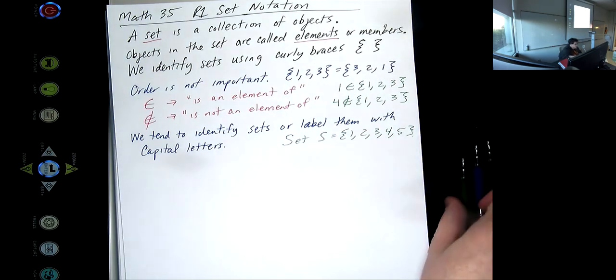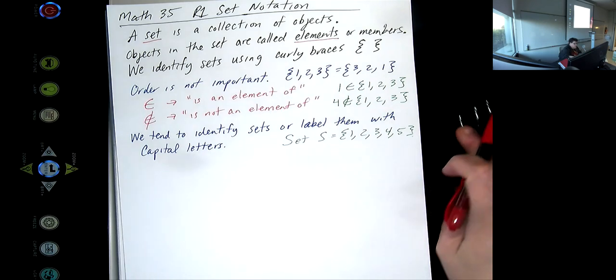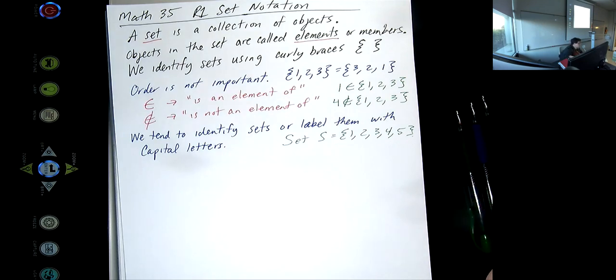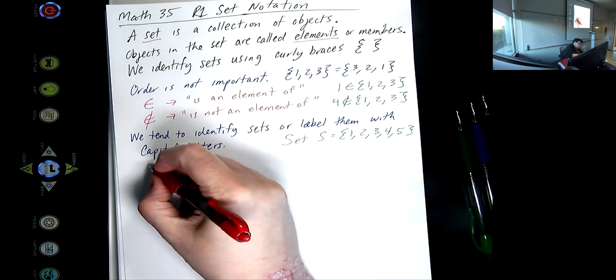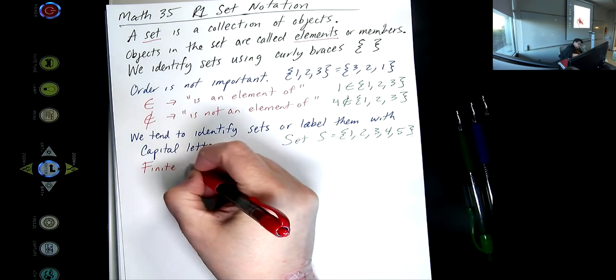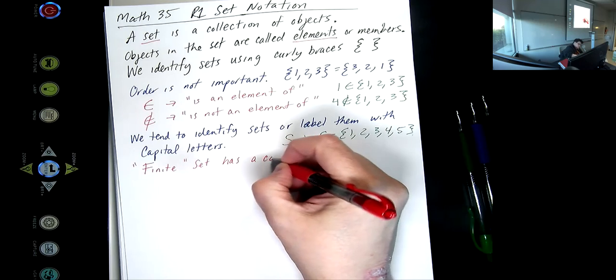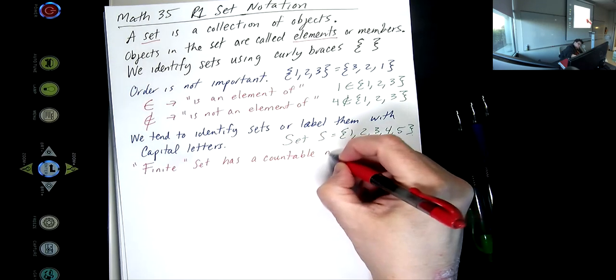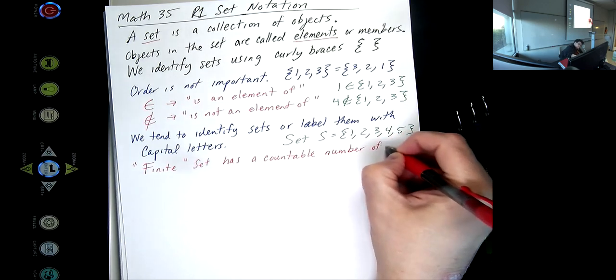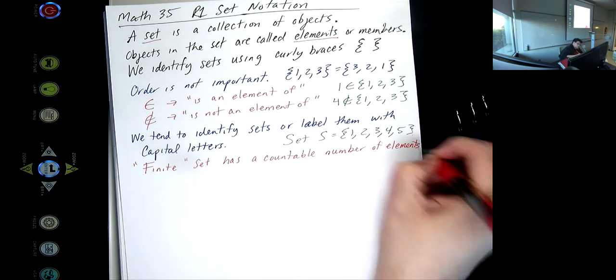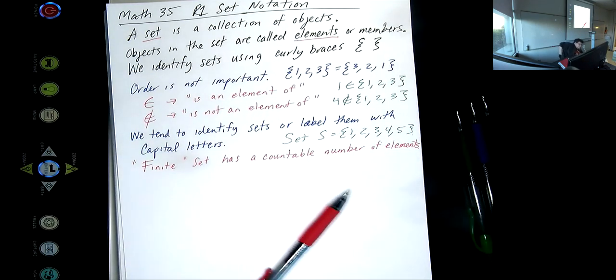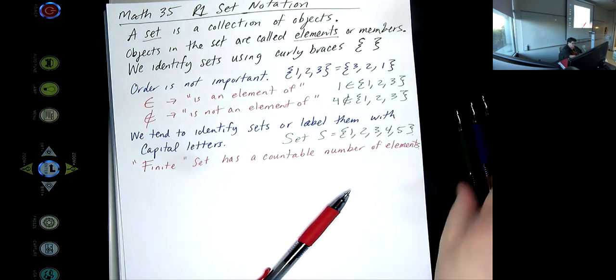Sets can be finite or infinite. I wish they said "infinite," because infinite is the opposite of finite, but they don't sound like the opposites. They sound like different words entirely. A finite set has a countable number of elements. Like S. S is a finite set here. So that's finite.